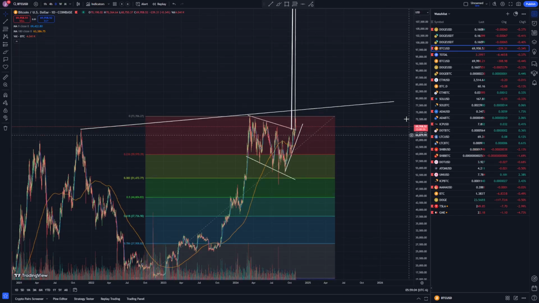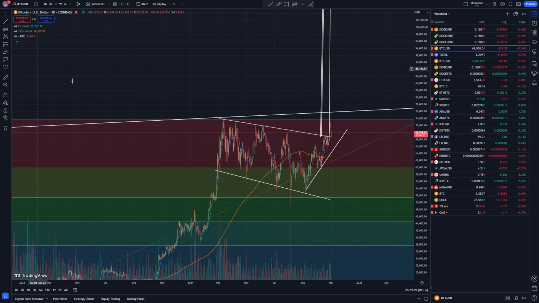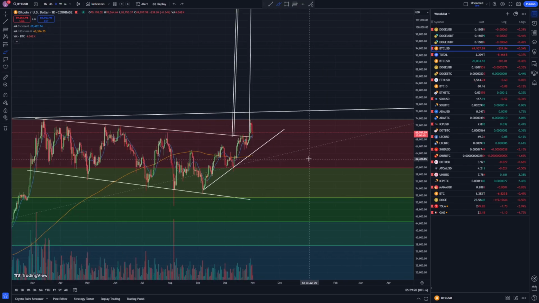But we have to break those three steps that I've been talking about on this channel. We have that first resistance. We actually broke above that, and we have to stay above that too. If we break below it and start coming back into this pattern again, then I'd be less confident on it.